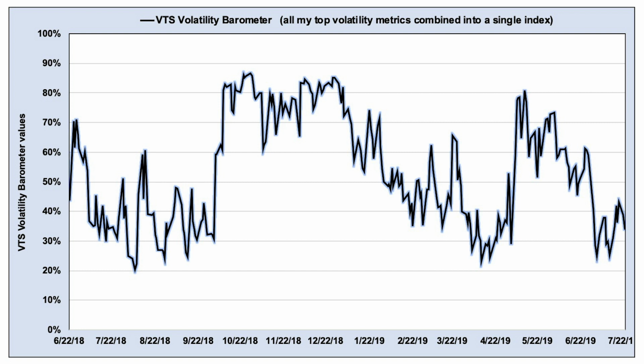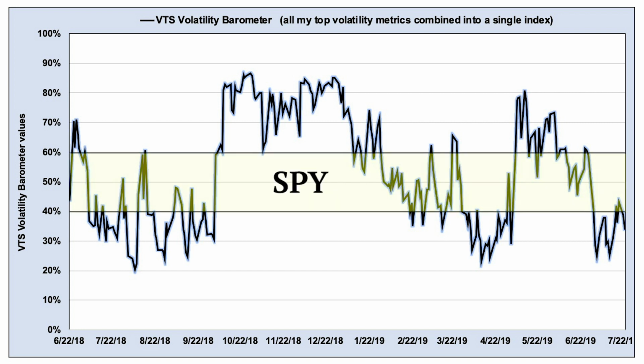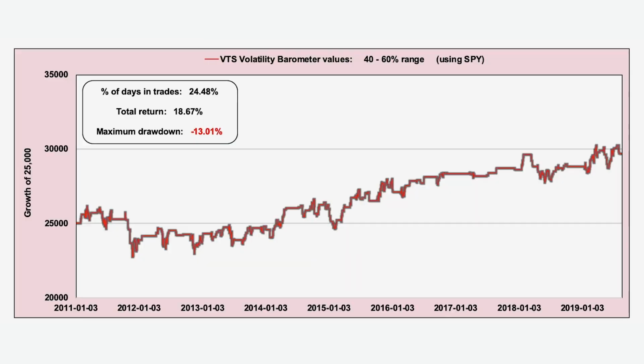So like I said, today I want to show all the potential replacements for the 40 to 60% range of the volatility barometer values. For this section, I feel the most consistent performance comes from holding the SPY. That's the one I use. It's an ETF that tracks the S&P 500, broad stock market. And here's what the performance looks like for just that section of the strategy.